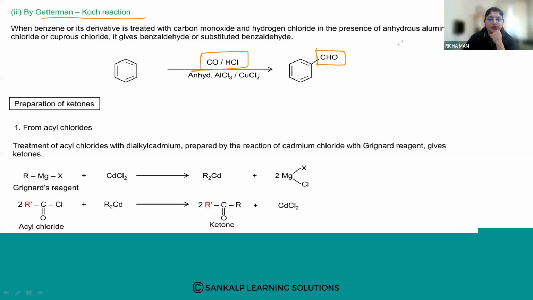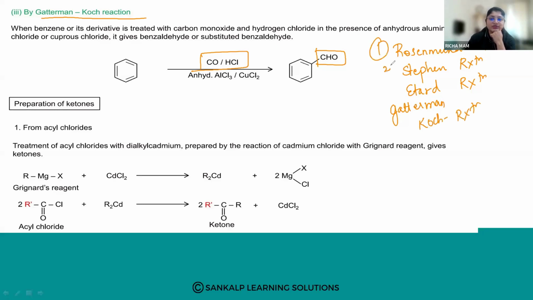So here, which name reactions have we seen? We have seen the Rosenmund reduction, then the Stephen reaction, then the Etard reaction, and we have seen the Gatterman-Koch reaction. So these are the four name reactions we have seen. Very important name reactions which are used for the preparation of aldehydes. So by this we are going to prepare what? Aldehydes.